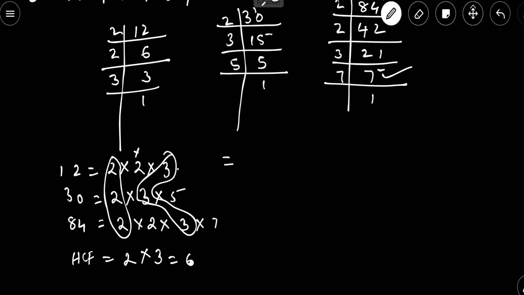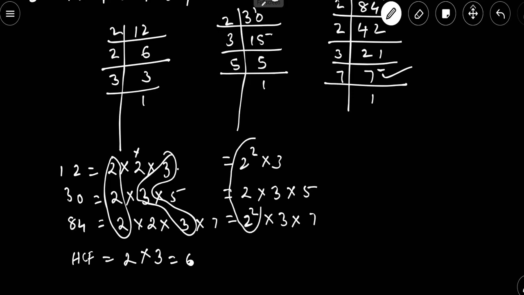Otherwise also, how can I write this? 2 to the power of 2 into 3. So this one, 2 into 3 into 5. And again I can write it as 2 to the power of 2 into 3 into 7. So you have to take the common numbers here, but you have to take the number with the smallest power. So which is with the smallest power? It is 2. So this is the smallest power, 2. Okay, so 2, and one more number is what? 3.